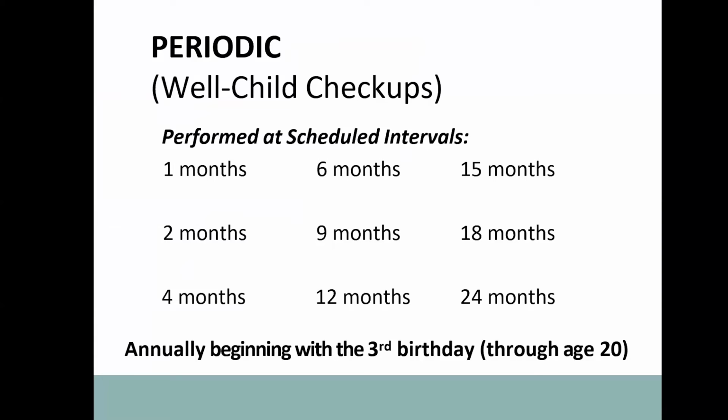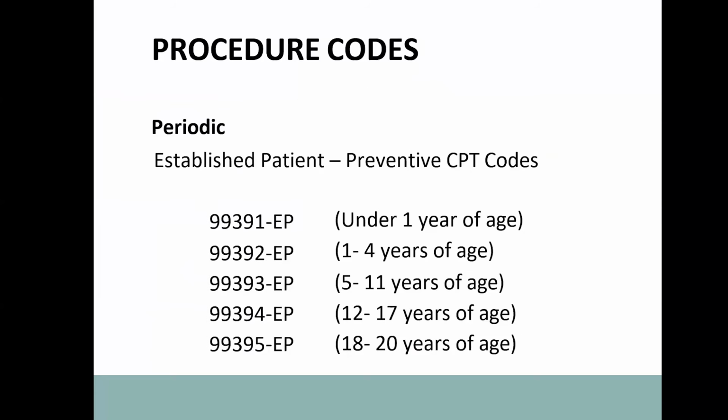Periodic screenings are well child visits performed based on a periodicity schedule. The ages to be screened are 1 month, 2 months, 4 months, 6 months, 9 months, 12 months, 15 months, 18 months, 24 months, and then annually beginning with the child's 3rd birthday. Medicaid will reimburse for only 1 screening per calendar year for children over the age of 3. This schedule is based upon the recommendations of the American Academy of Pediatrics. The following procedure codes should be used when billing periodic screening services.